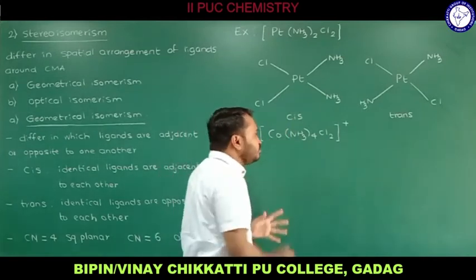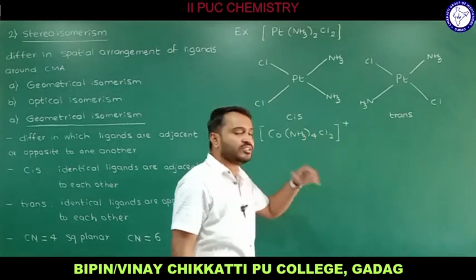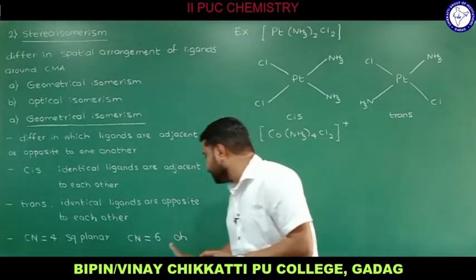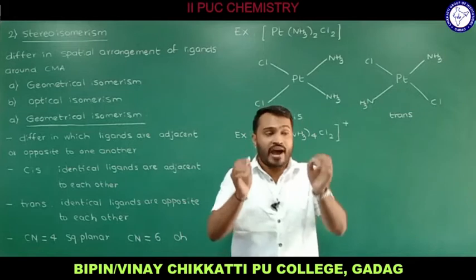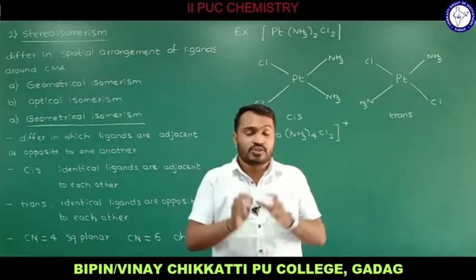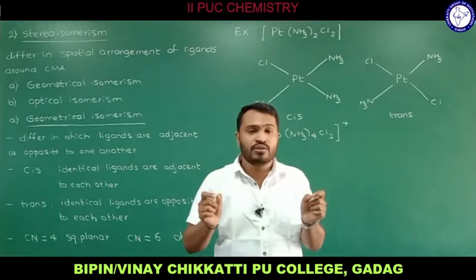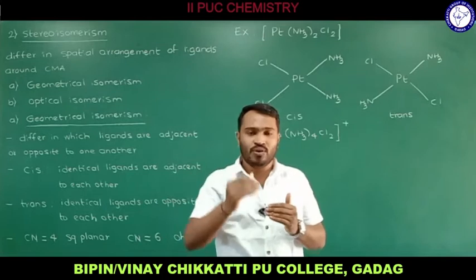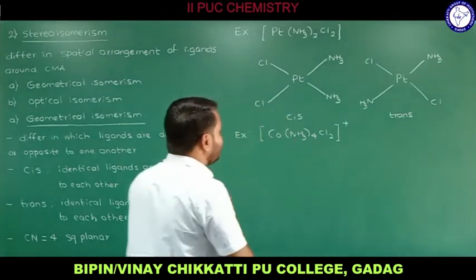But the coordination number, observe here: we have 4 NH3 and 2 Cl, 4 plus 2, 6. So the coordination number is 6, and that shows octahedral geometry. How octahedral geometry looks, you need to remember that. Out of 6 ligands, 4 ligands will occupy the 4 corners of a square, and one ligand will be above the plane and one ligand will be below the plane. That is how octahedral geometry looks.